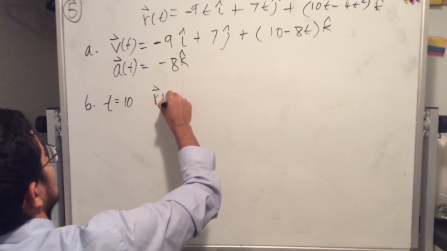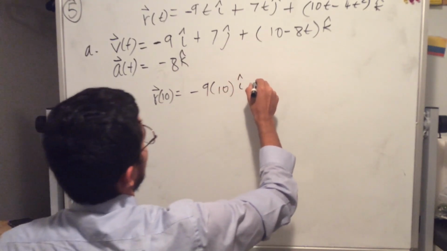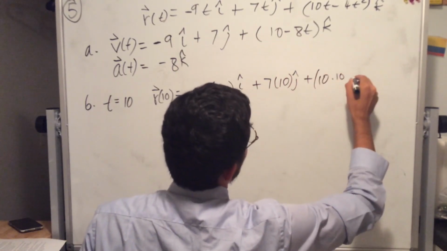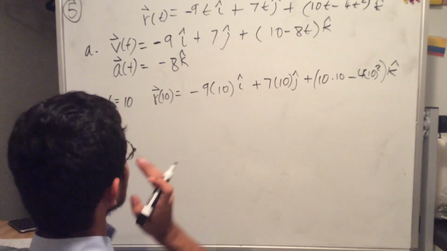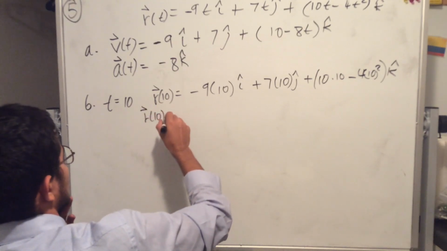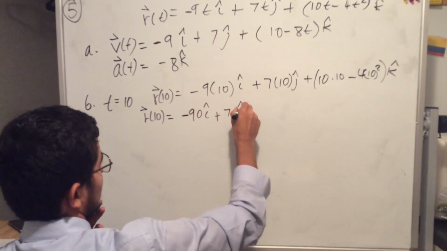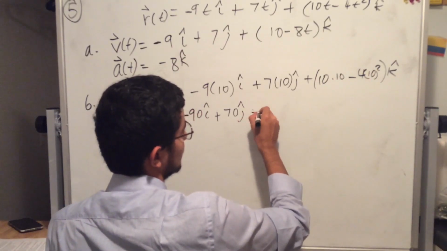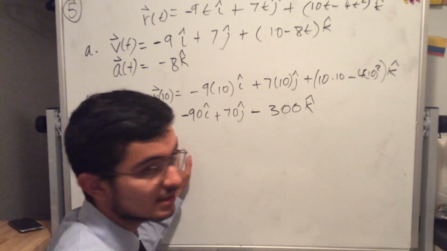So our vector of 10 is going to be negative 9 times 10 i hat plus 7 times 10 j hat plus 10 times 10 minus 4 times 10 squared k hat. So r of 10 is going to be negative 90 i hat plus 70 j hat, and then this is going to be 100 minus 400, that's going to be negative 300 k hat. So this is going to be the position vector.